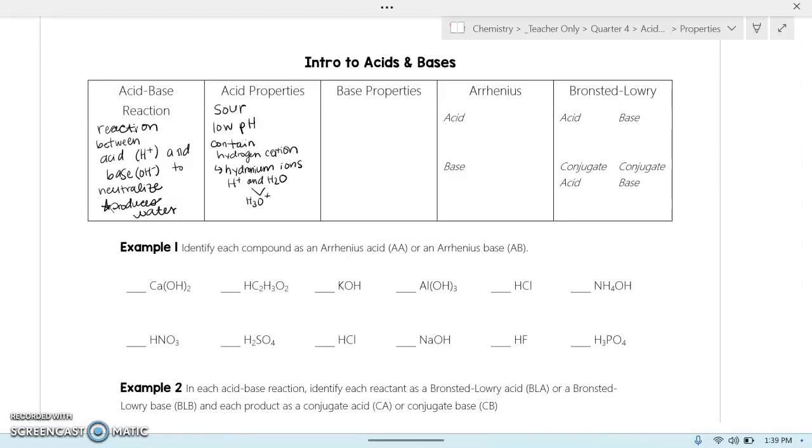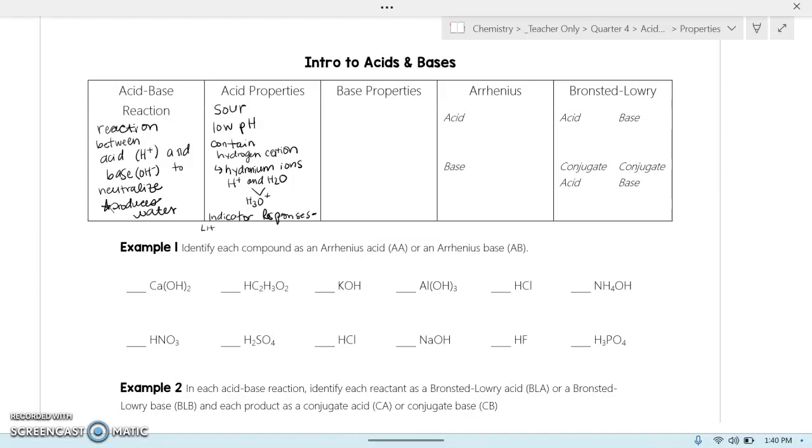Now, some indicator responses. Indicators are solutions that we can add to acids and bases, which will give us information about their acidity and basicity. So if we have a solution and we're not sure if it's an acid or a base, we can use some indicators. I'm going to write down here our indicator responses. We are going to focus on 3 indicators.